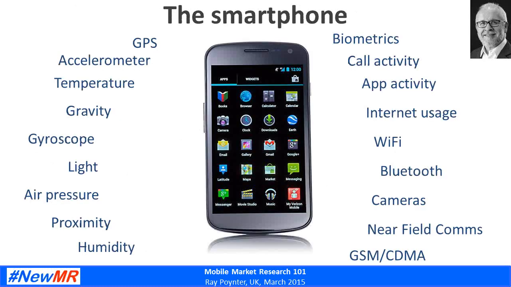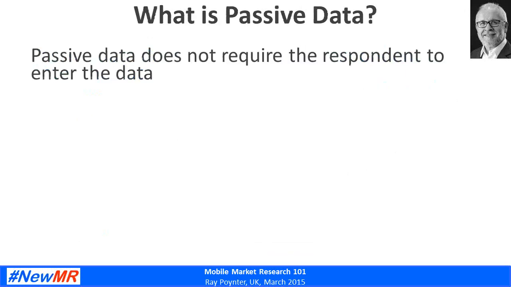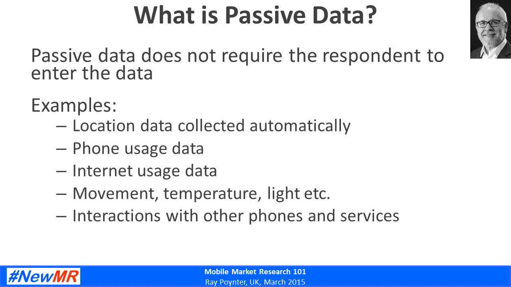Masses and masses of features around the phone. What can we do with all of those aspects of the phone going forward? We can move into the area of passive data. Data that doesn't require the respondent to actively enter it. They should always consent to it. They should know what is being collected, but they don't have to remember to press a button or do something every 10 minutes, every 20 minutes, or whatever it is to enter this data.